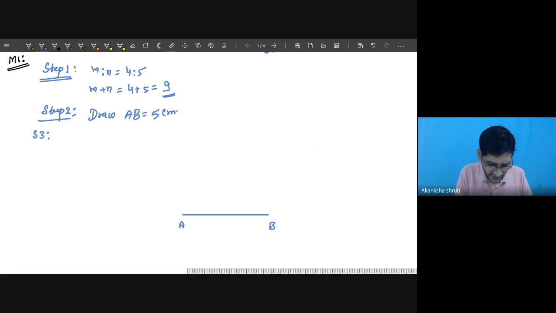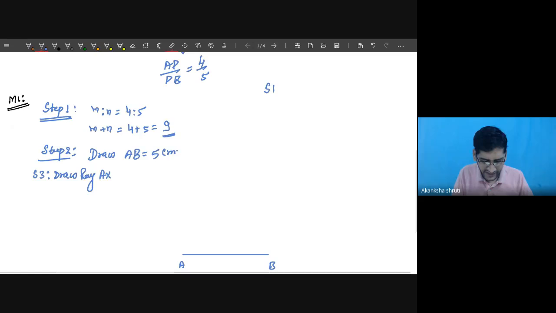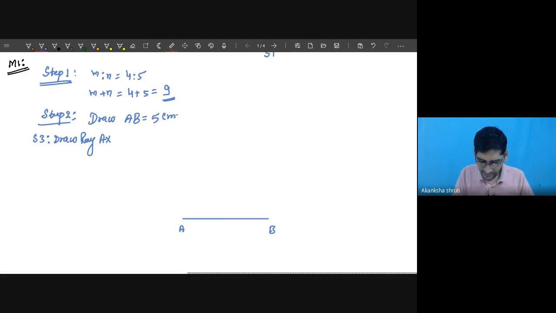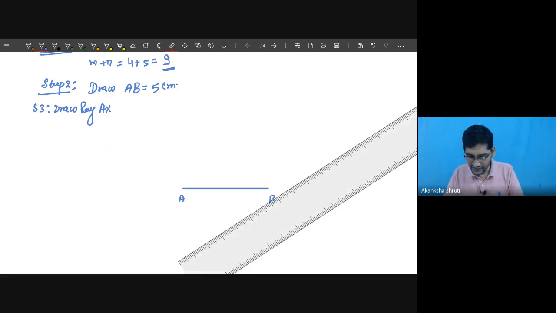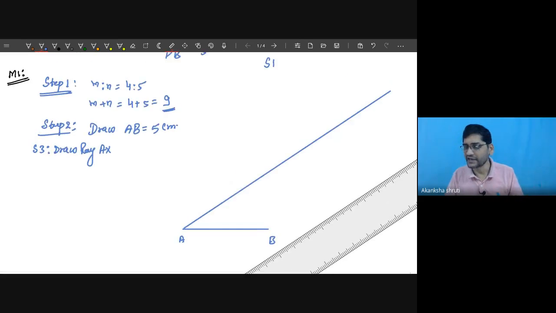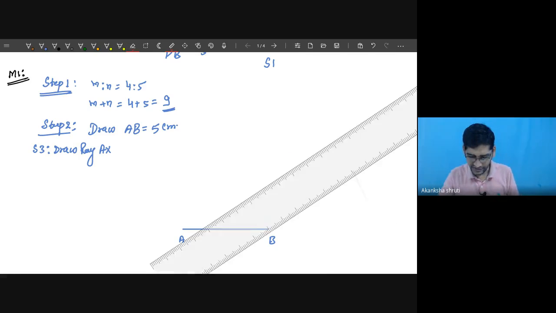So take the new step number 3. Draw a ray inclined to AB at any angle. Draw the ray AX. Students, keep in mind here we are starting with A, and from A we shall take the 4. So make a ray starting from A. Any ray of any length you can take. So I am just taking a ray here. This is our AX. Place your scale at A, and at any angle you are free to draw, but suitably make some angle. You may change this angle. If you are not comfortable, let me increase the angle a bit more.